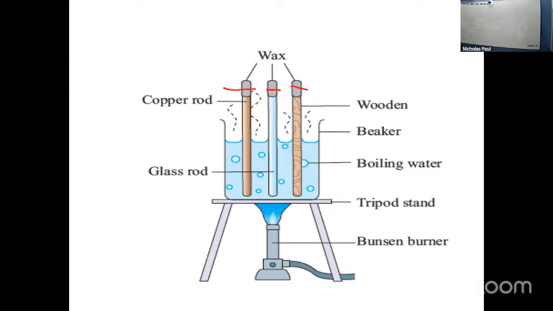So they put a matchstick on each one, same size and everything. Of course, with the better conductor, the heat will transfer up the fastest, and the matchstick that falls off the fastest is the better conductor. The reason why they put it in a water bath is to make sure they all get the same amount of heat energy.